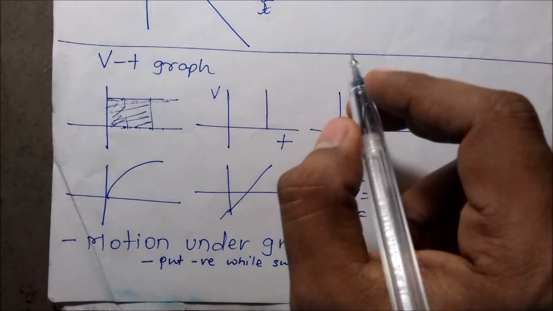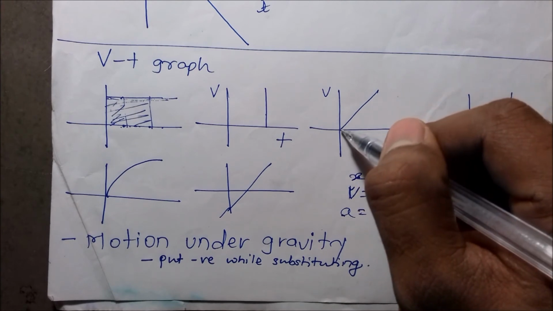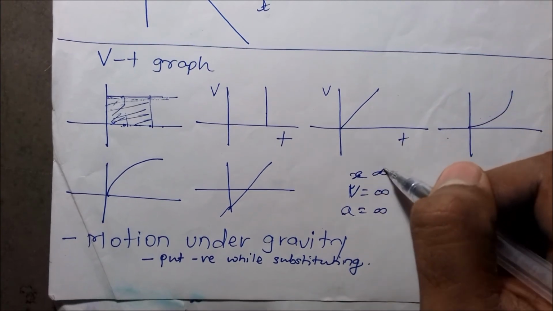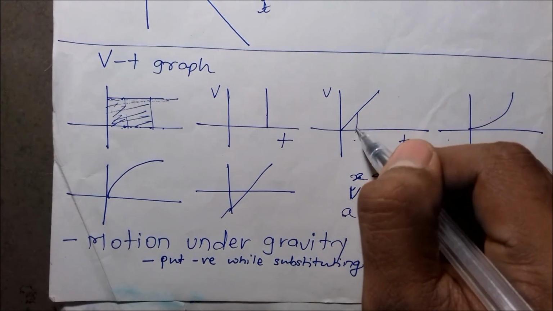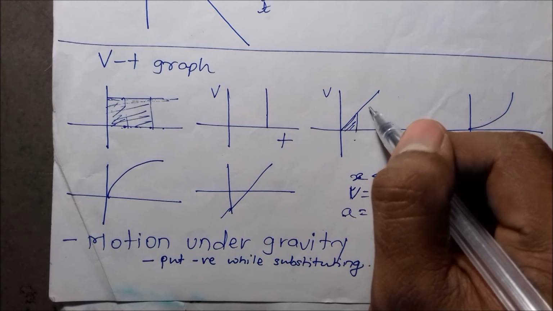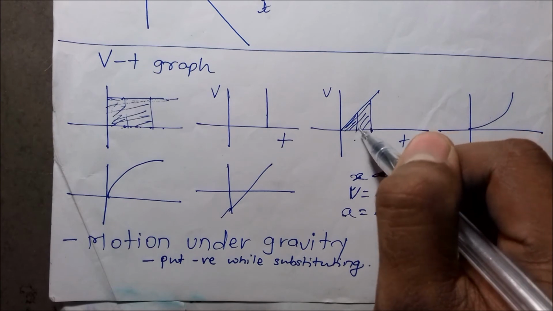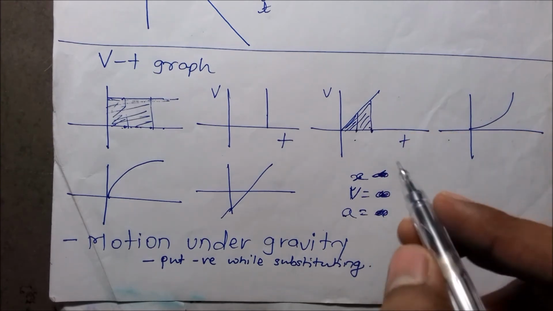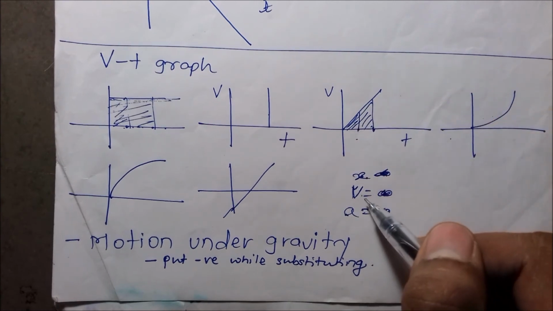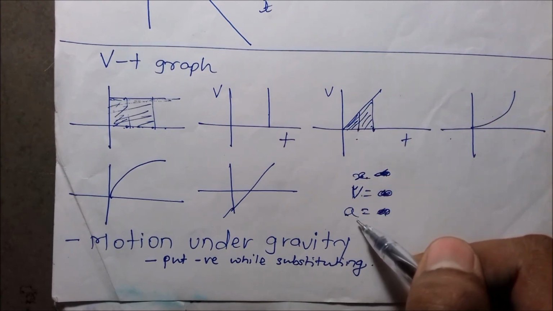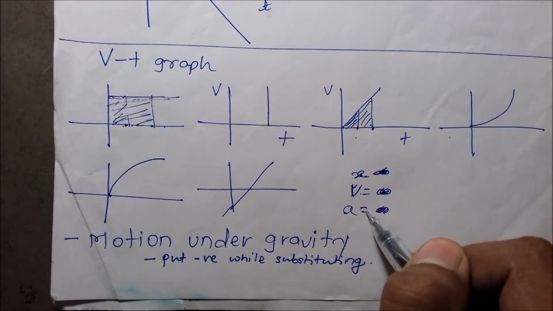Then the third graph. This is velocity versus time. The third graph is a straight line passing through the origin. For this time, this is the area. This is the displacement. For this time, this is the displacement. So as time increases, the area under the curve increases. Therefore displacement is increasing. The graph is going upward, therefore velocity is increasing. And acceleration means what? Acceleration means slope. Slope is continuously the same, therefore acceleration is constant.